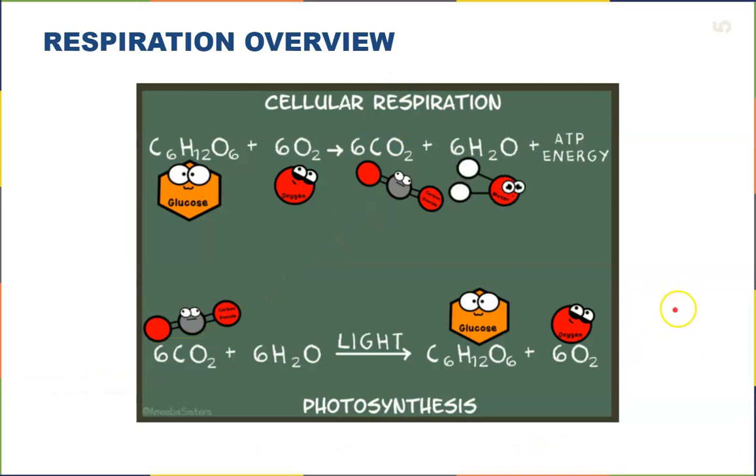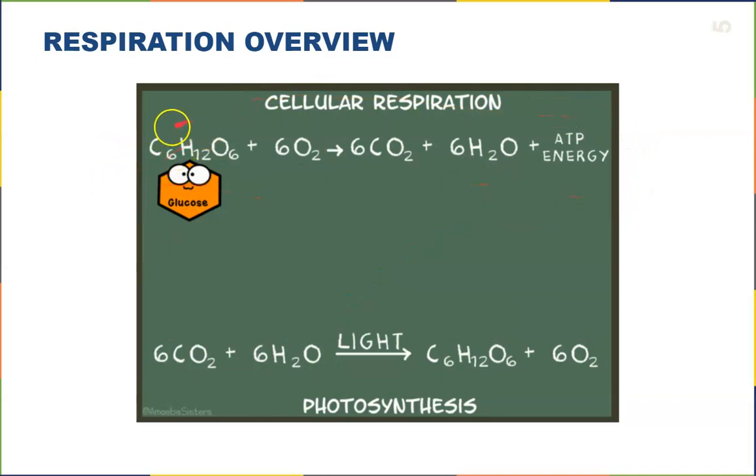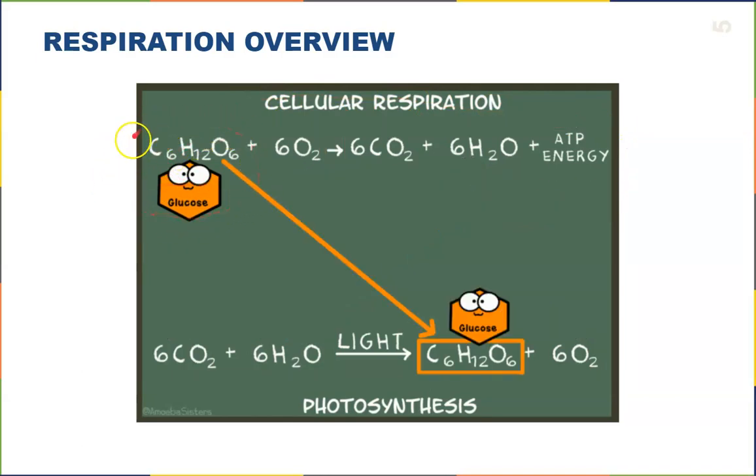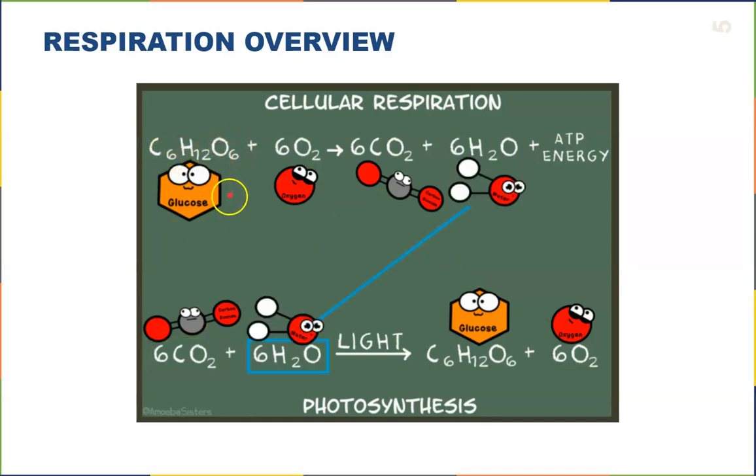So taking a look at this, here's our cellular respiration chemical formula. So we start with glucose. So remember, glucose is a carbohydrate, right? C6H12O6. It follows that 1 to 2 to 1 ratio of carbon, hydrogen, oxygen.